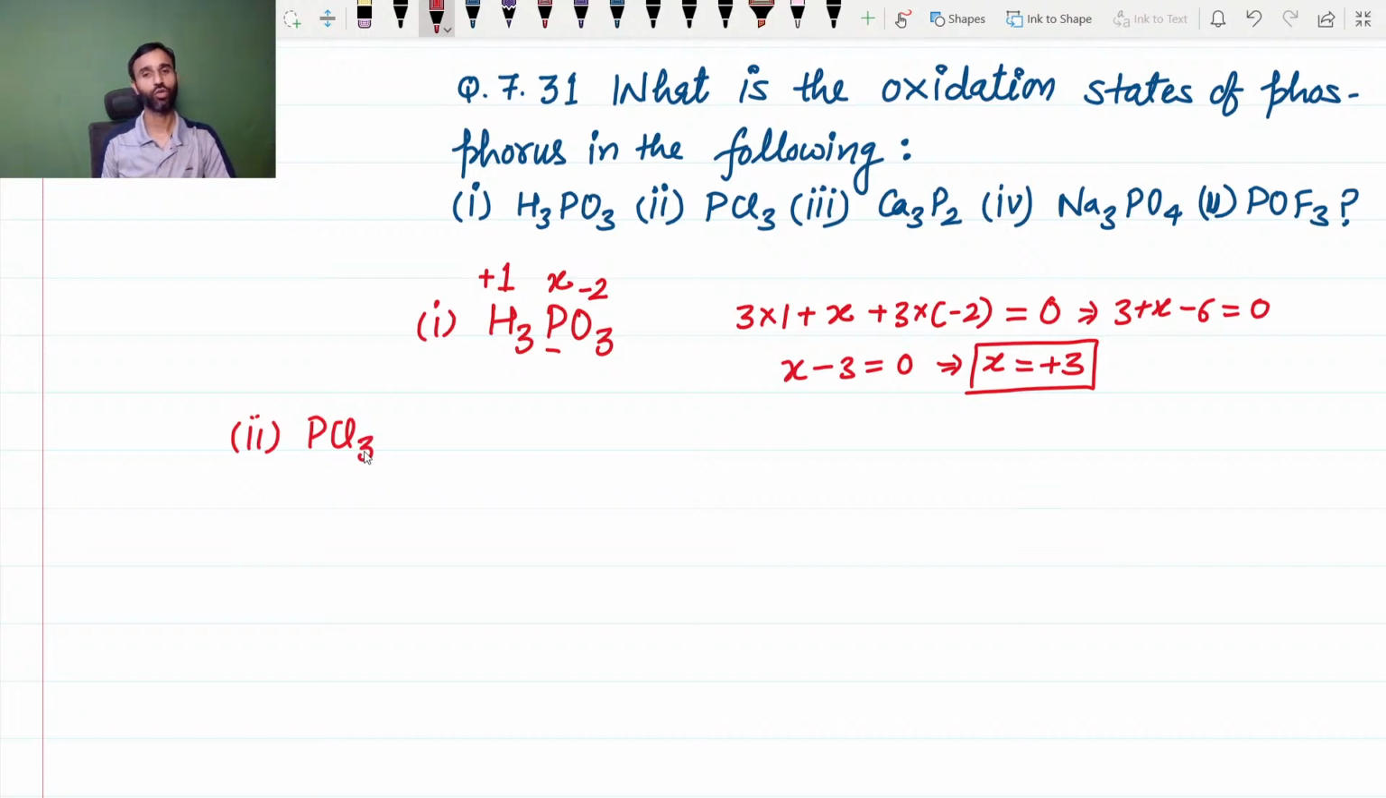The second one is PCl3. Chlorine is more electronegative than phosphorus, so chlorine has -1 charge. So it is X minus 3 into 1, equal to 0, means here again X is +3. Means the oxidation state of phosphorus in PCl3 is also +3. Now the third one.